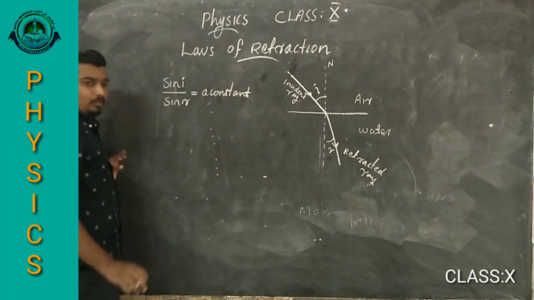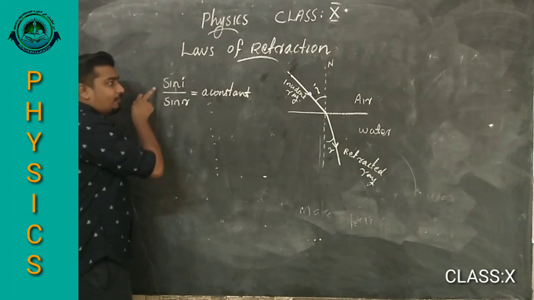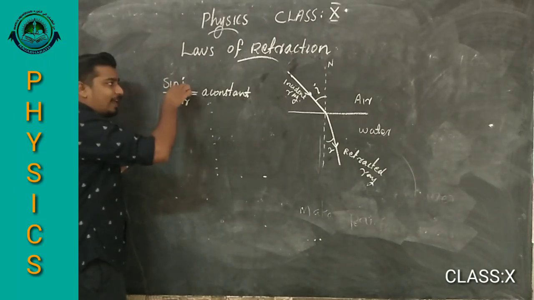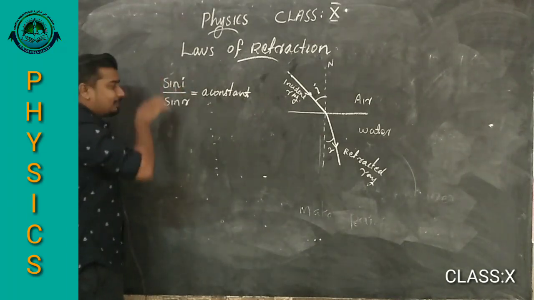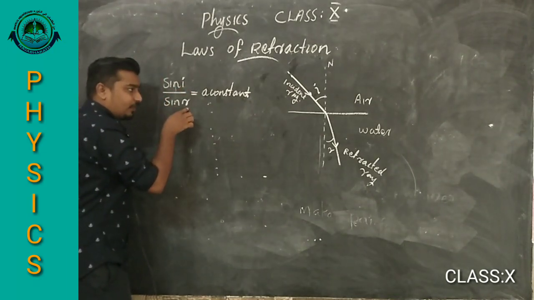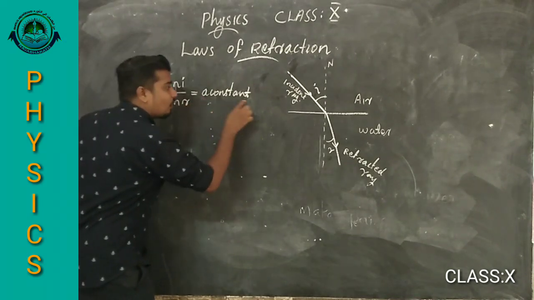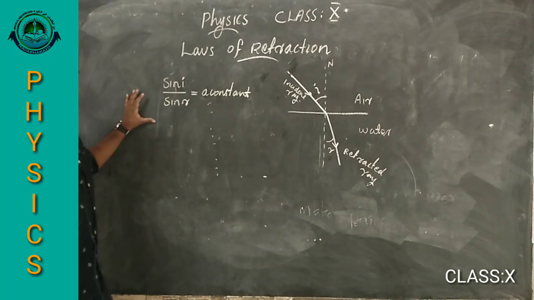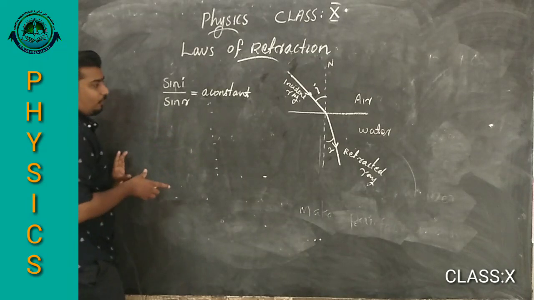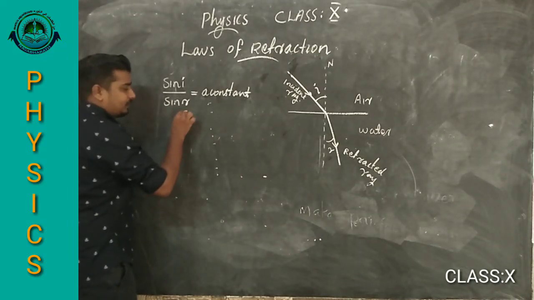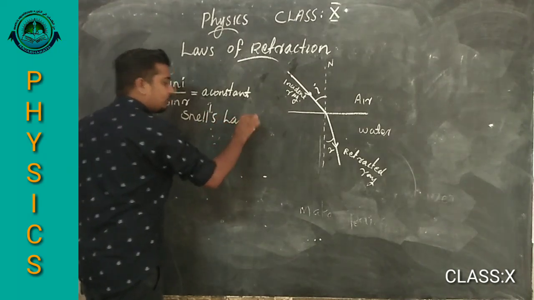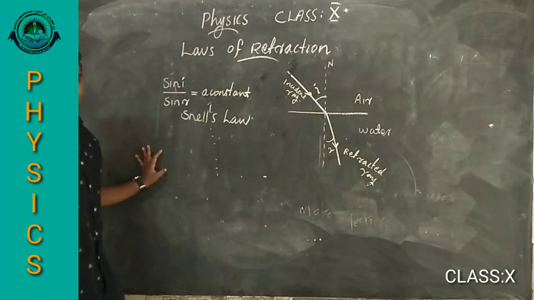What is the second law of refraction? The ratio of the sine value of angle of incidence to the sine value of angle of refraction is a constant. Okay, this is the second law of refraction. This law is also called Snell's law.